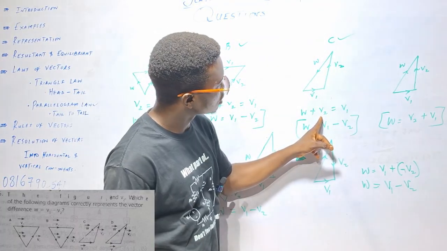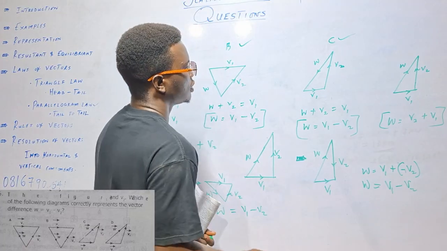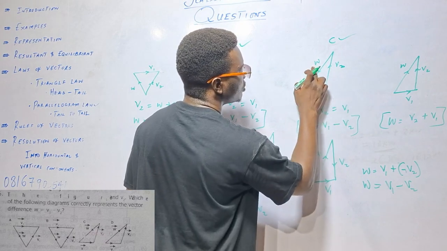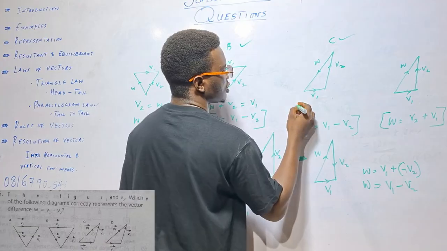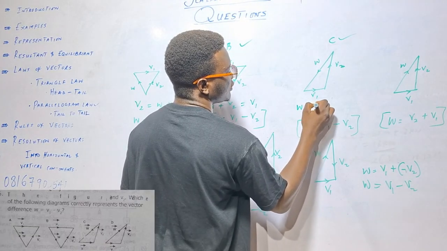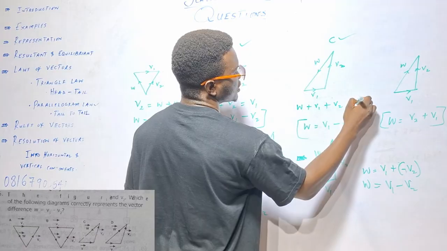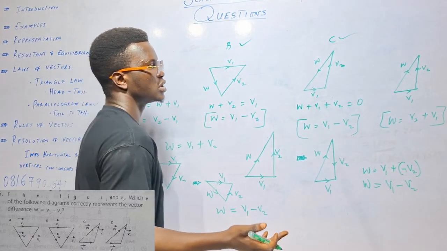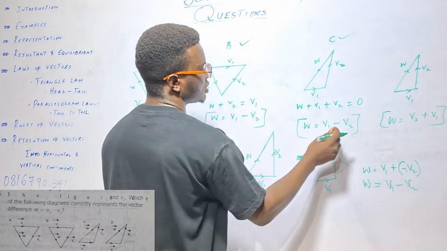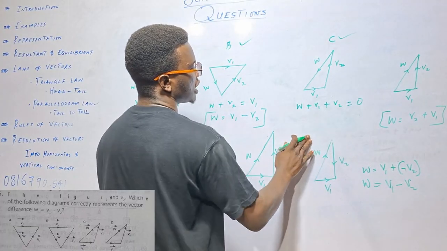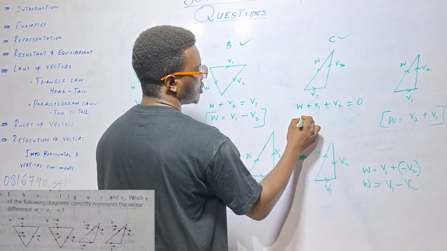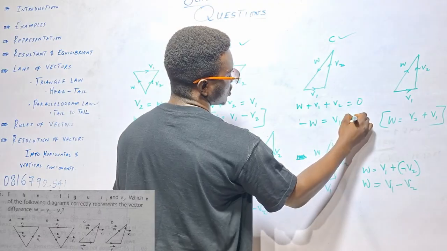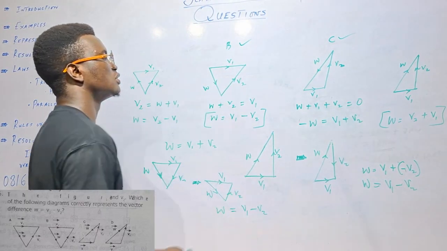Oh, I think I made a mistake. So here now, I made a mistake. V1, V2, W are all moving in the same direction. So this is supposed to be W plus V1 plus V2 equals 0. Since they are all moving in the same direction, you will add everything together. So this can never give us this. This will rather give us minus W is equal to V1 plus V2. So the answer is B.